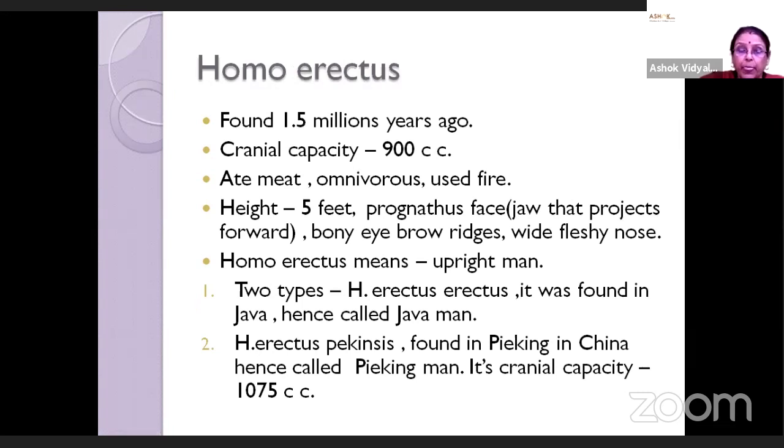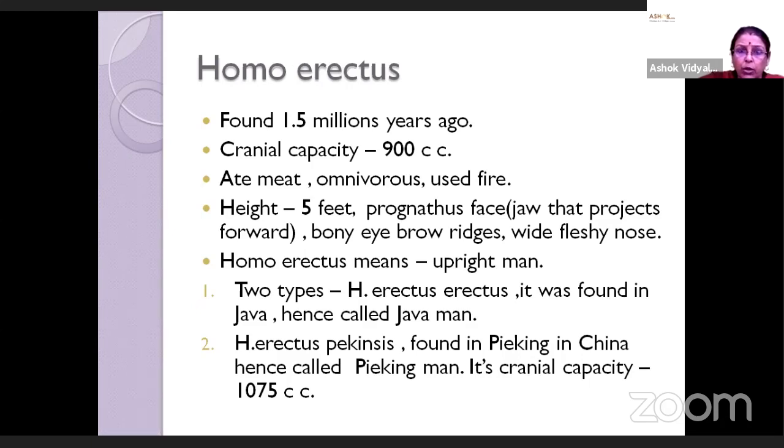Then Homo erectus. They were found 1.5 million years ago. Their cranial capacity was 900 cc. They ate meat, they were omnivorous, and they used fire also. Their height was 5 feet. Prognathous face, that means the jaw was projected forward. Bony eyebrow ridges, flat fleshy nose. Homo erectus means the upright man.